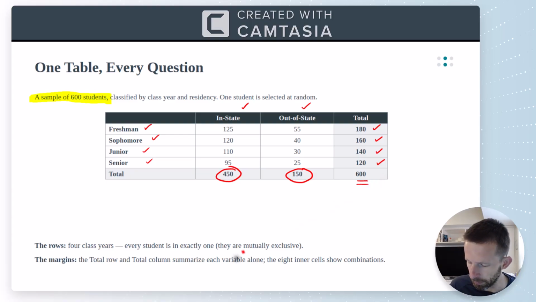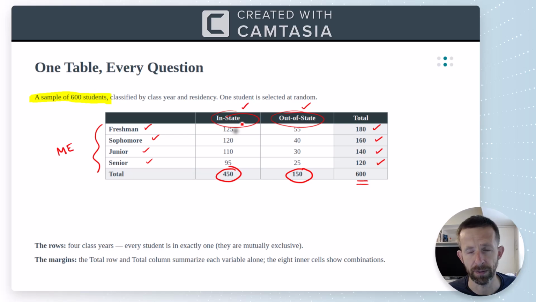Notice each student is exactly a sophomore, freshman, junior, or senior. So these are all mutually exclusive. And the in-state and out-of-state distinction is also mutually exclusive. You're either one or the other. Now, the other thing is in-state and out-of-state are also complementary. So the total number of in-state students and out-of-state students add up to be the sample size, so 600. Freshmen and sophomores are not complementary because if someone's not a freshman, it does not mean that they're a sophomore.